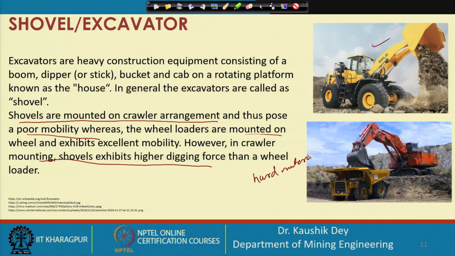large sized fragments. So, for this, these are basically the equipment chosen over the loader. However, for soft material like coal etcetera, post blast direct loading using the wheel loader is also possible.